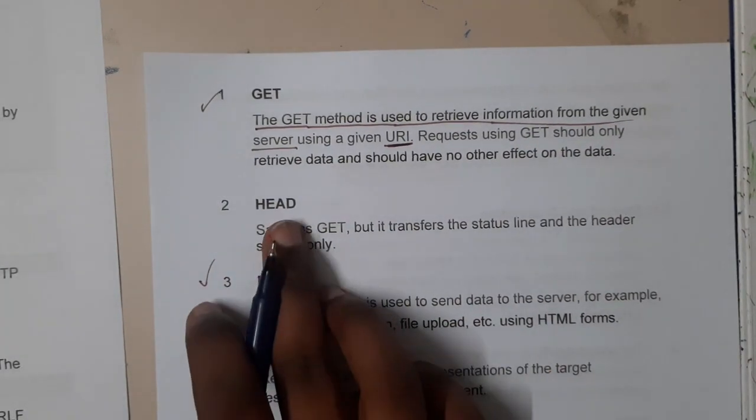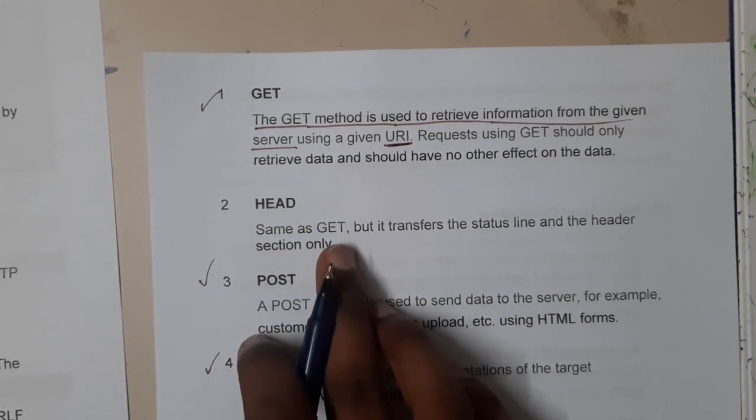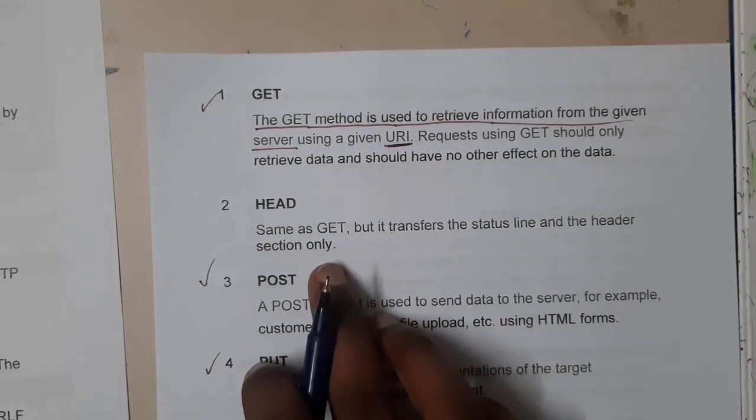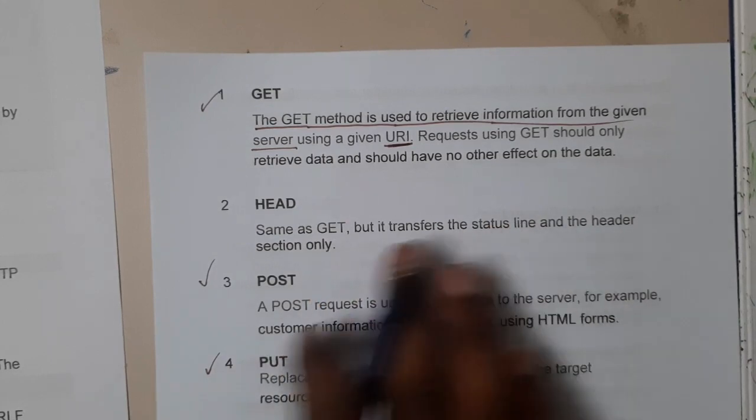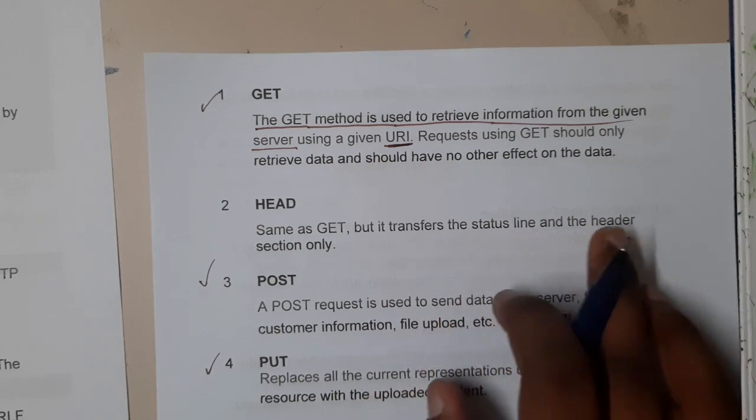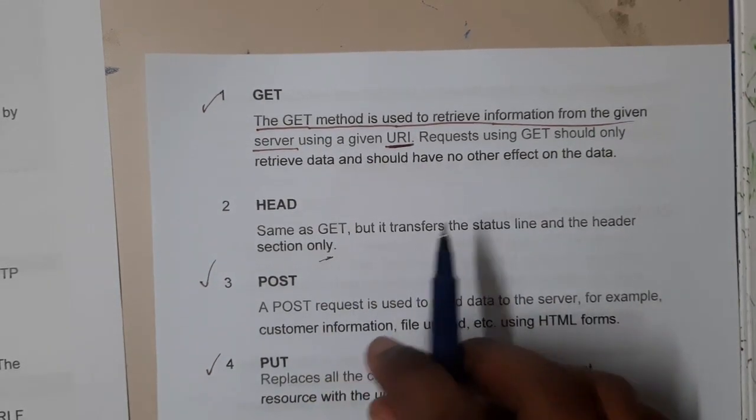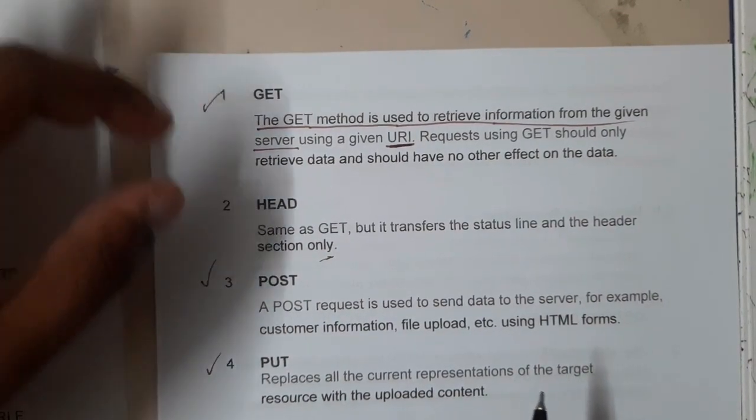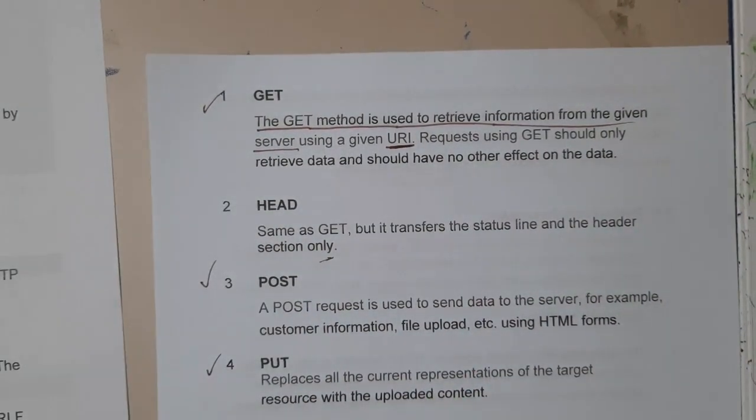Similarly, head is the same as get, but it returns the status line and the header section only. So here you will not be getting the whole data, you'll be getting the status line and the header section. I don't know that much about these, I have a good idea only about get, post and put, so I'll just be introducing the other terms.